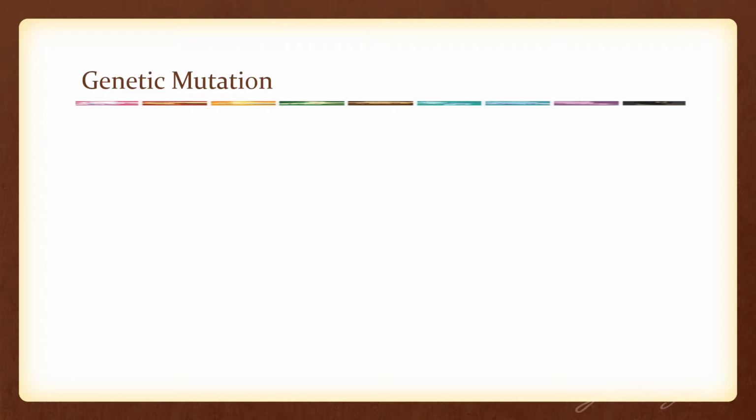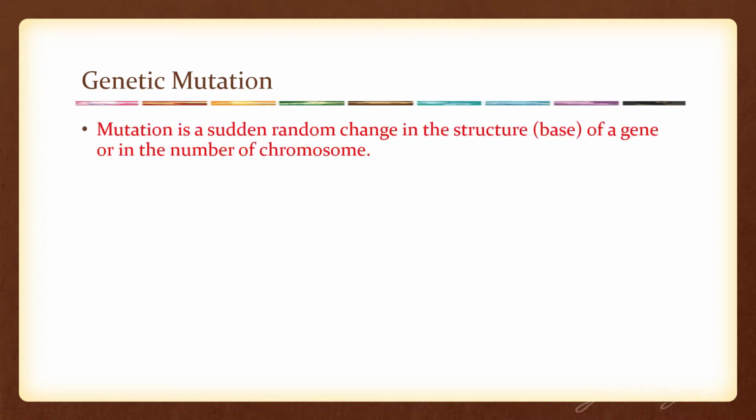So what is genetic mutation? Genetic mutation is a sudden change in the structure of a gene or the number of chromosomes. What do I mean by the structure of a gene? You can see that I have "base" in brackets down there. In the next chapter, you will learn the structure of DNA, and you will learn that DNA has different bases. So bases are sort of the code or instruction of a gene.